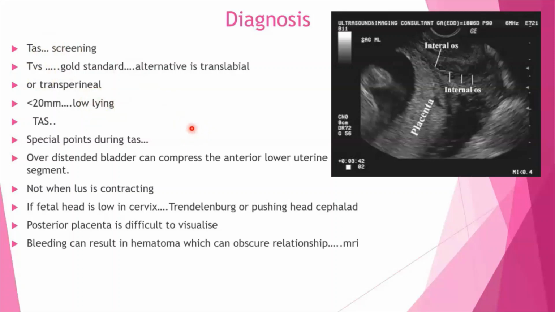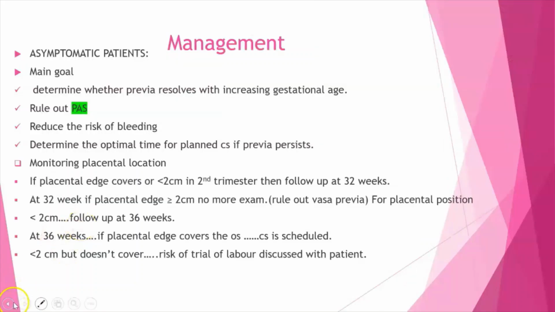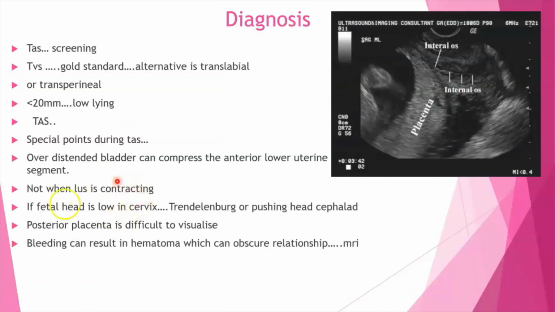But there are some special points which you need to know in case of transabdominal sonography. For example, as you can see in this picture, this is an over-distended bladder. Now this over-distended bladder will push the anterior and posterior uterine segments and it will mimic placenta previa. Similarly, you should not do transabdominal sonography when the lower uterine segment is contracting. If the fetal head is low in the cervix, then you can give the patient Trendelenburg position or push the head cephalad.